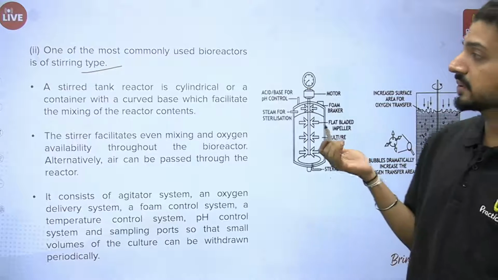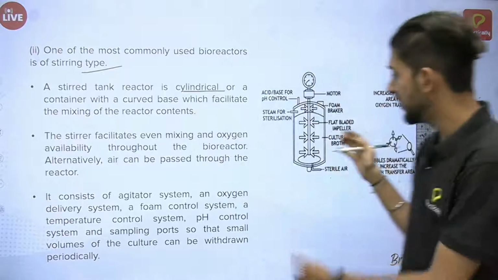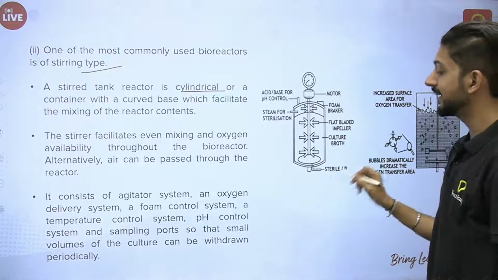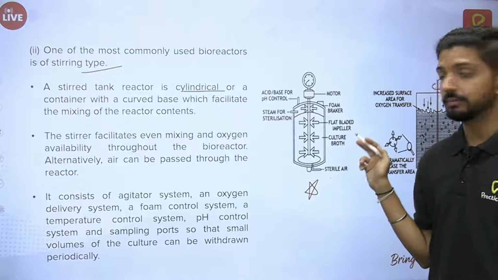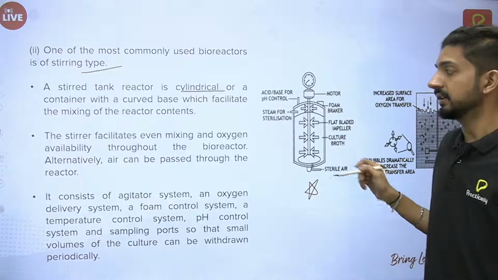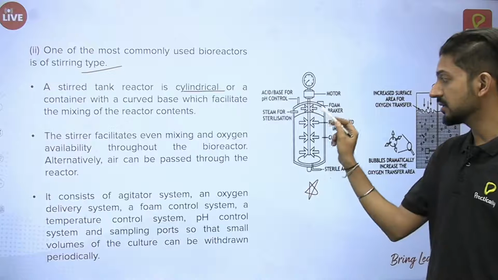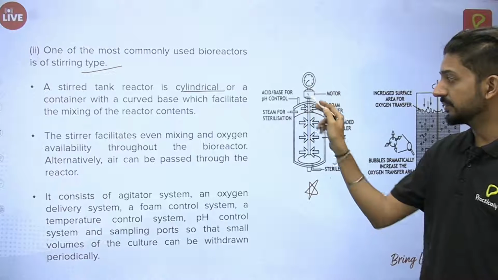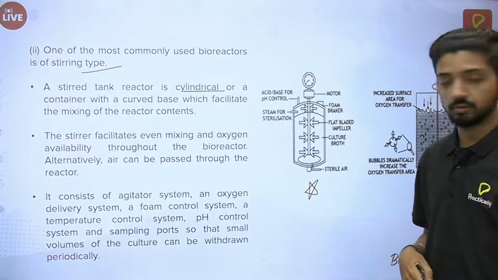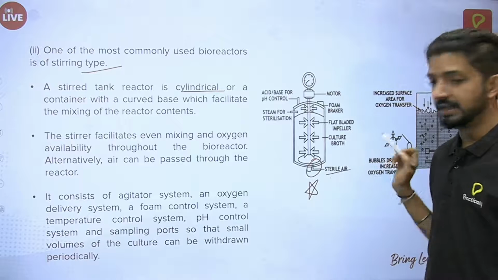The stirred type bioreactor is cylindrical, having a curved base. As you can see, just draw this diagram. For this question, drawing this diagram is important, so do practice drawing this bioreactor. Draw the cylindrical shape, then the impellers in it, the motor, the pressure gauge, openings for the steam and acid base control, and an inlet over here for sterile air.